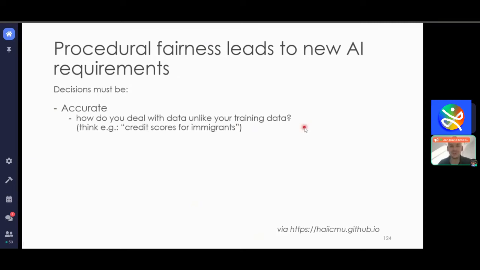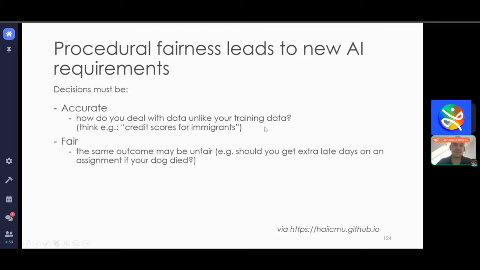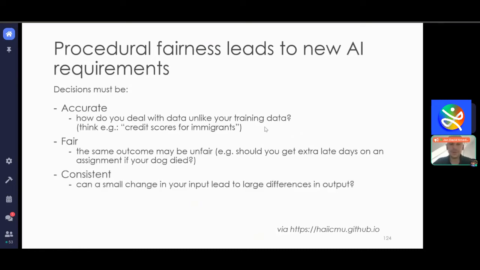For example, establishing credit scores for immigrants. And decisions must be fair. So the same outcome, if you think about it, may be unfair depending on the situation. Normally, maybe you shouldn't get extra late days compared to others on your assignment, but what if your dog just died? Should you then get them? It's very difficult to bake such decisions into a system. So there's this human interpretation component, and then you need to think about that from a human-computer interaction point of view.